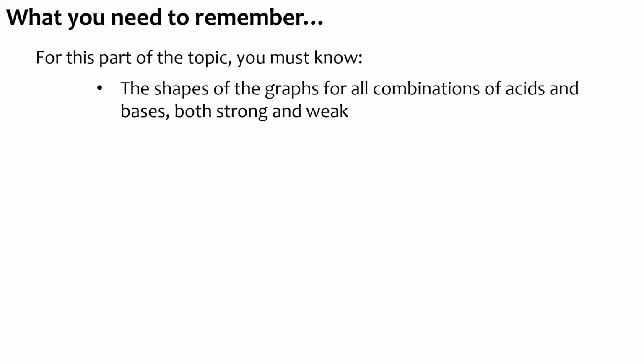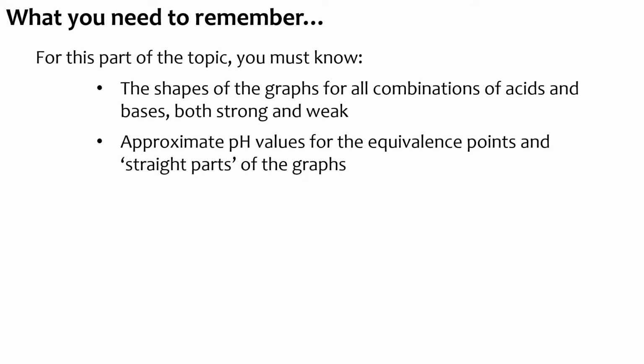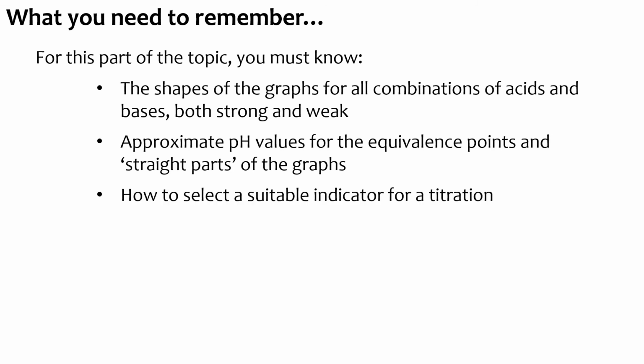So what do you need to remember for this topic then? For this part of the topic, you must know the shapes of the graphs for all combinations of acids and bases, both strong and weak. Now, I showed you 4 on the screen, but you need to remember the mirror image ones. So there are actually 8 shapes, but as I said, you can argue that there's only 4 and mirror images. You need to know the approximate pH values for the equivalence points and straight parts of the graphs for each. So all of those pH labels I put on the y-axis, you need to make sure you know. And you also have to be able to select a suitable indicator for a titration, which is what we just looked at.